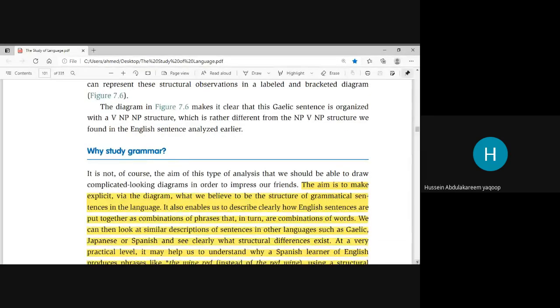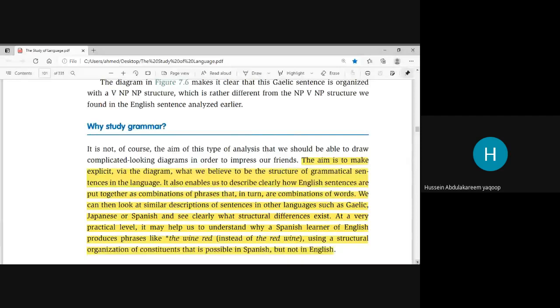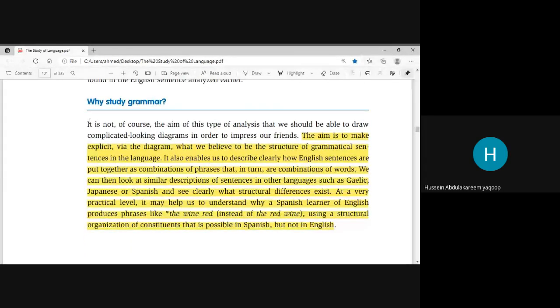Most important is the closing paragraph. Here we have to know why we study grammar. We have four reasons why we study grammar. The aim is to make explicit, via the diagrams given above, what we believe to be the structure of a grammatical sentence in a language. That is number one. It also enables us, number two, to describe clearly how English sentences are put together.